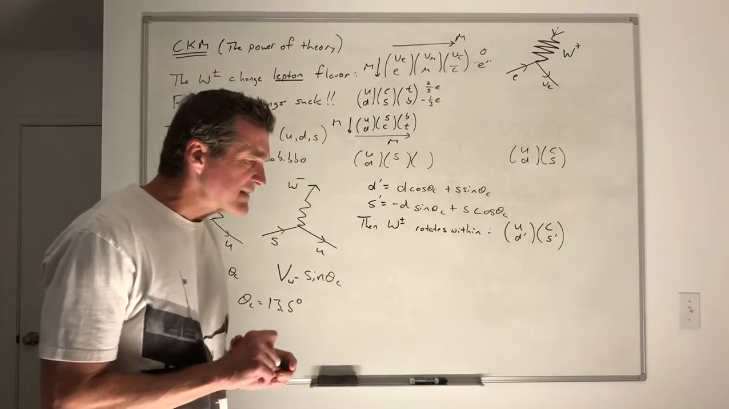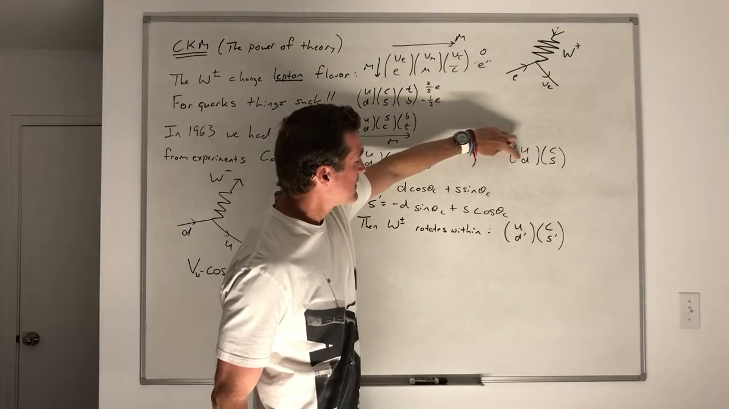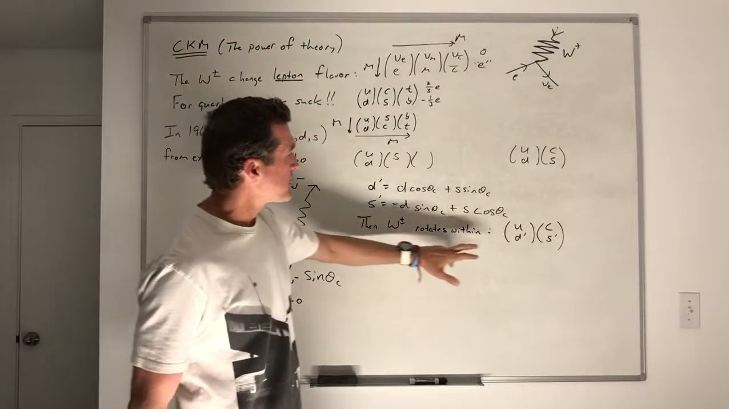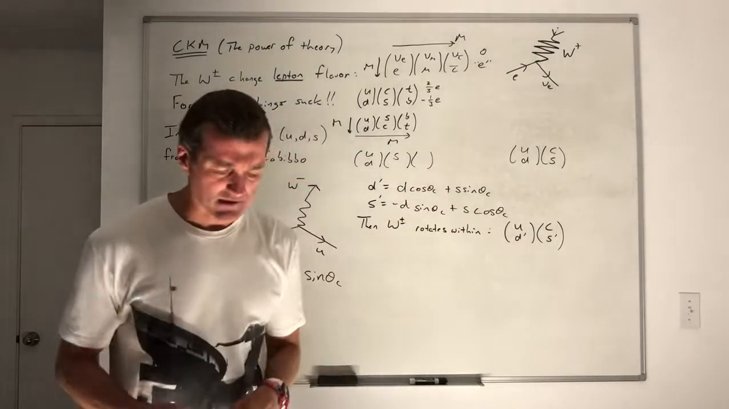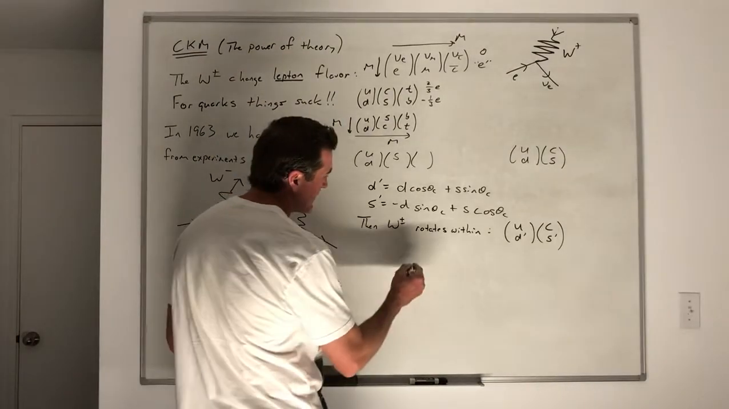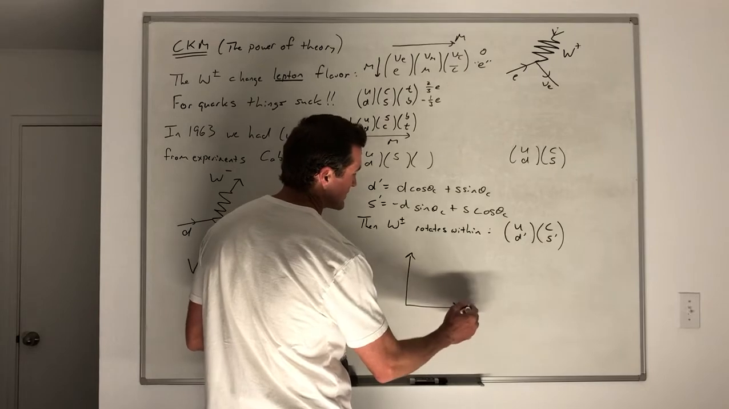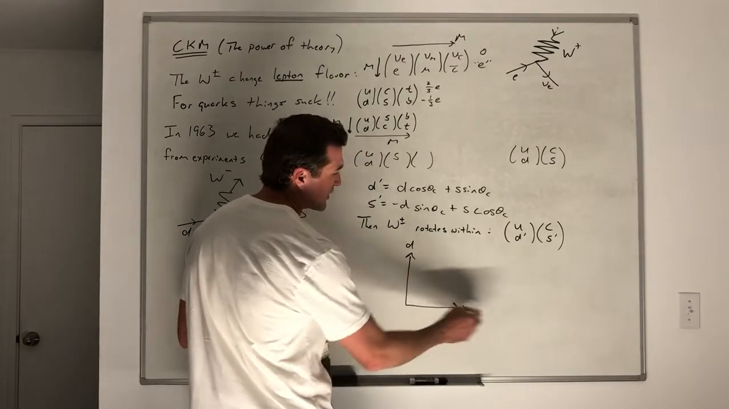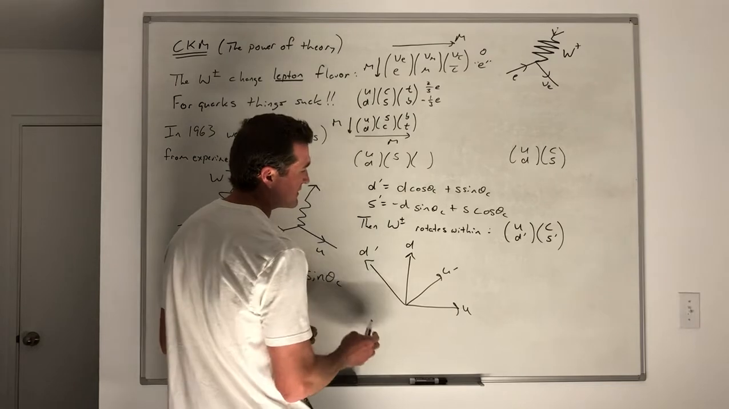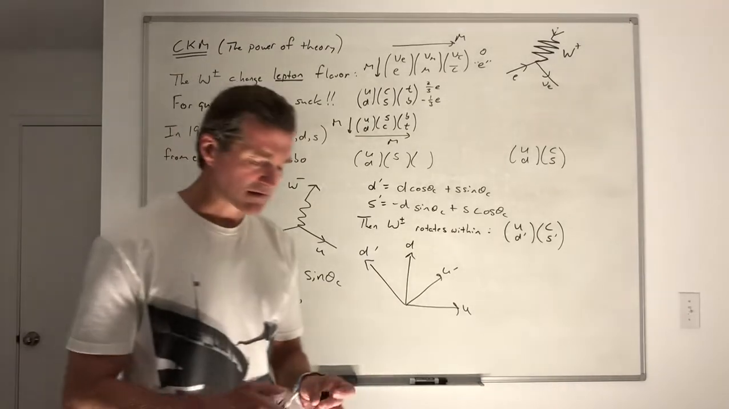Well, here's the thing. You have this here, but when you want to analyze the effects of the W interactions, you need to work with these superposition states. Now, if you think about it, if I have a vector, actually, let me just call this the up and the down axis. If I have a purely up vector, and then I transition to this new basis, the purely up vector in this basis becomes a linear combination of up prime and down prime in the transition basis.